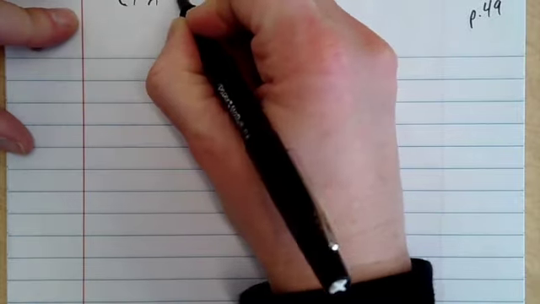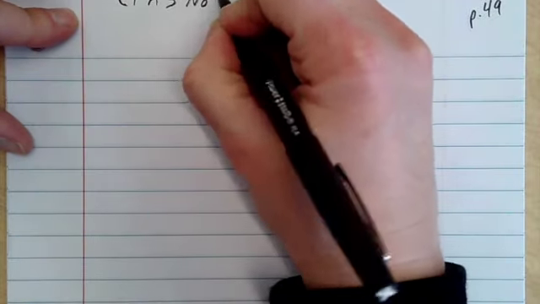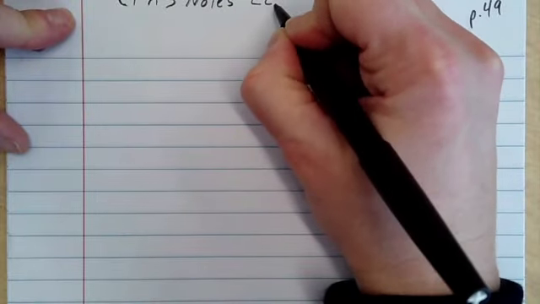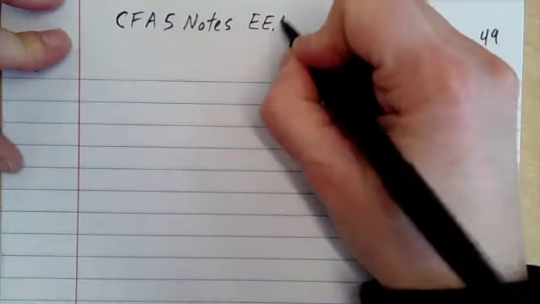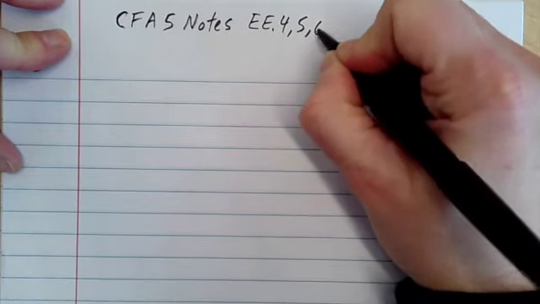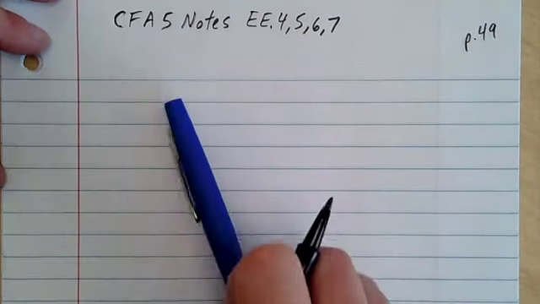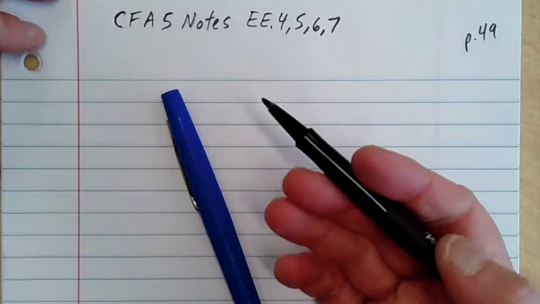This is page 49 in our notes. Today is the start of CFA 5 notes. This one is going to be standards EE 4, 5, 6, and 7. I'm using blue and black. Those are my colors for today.